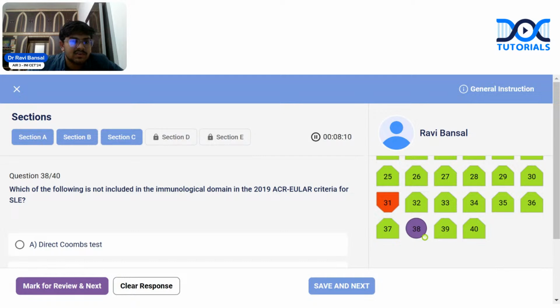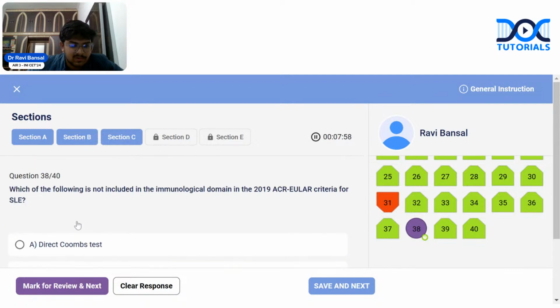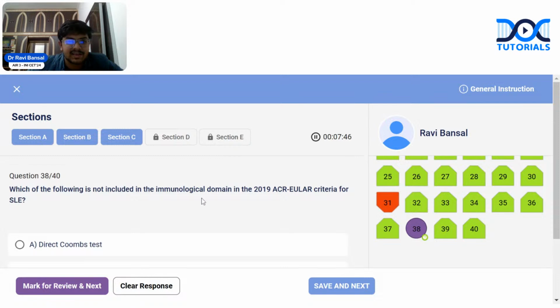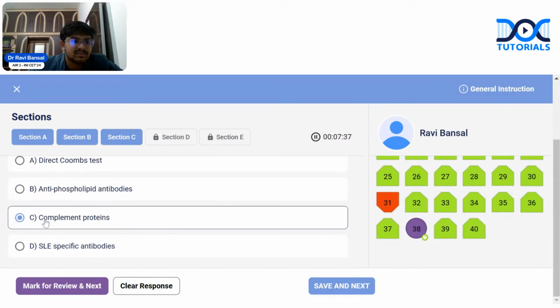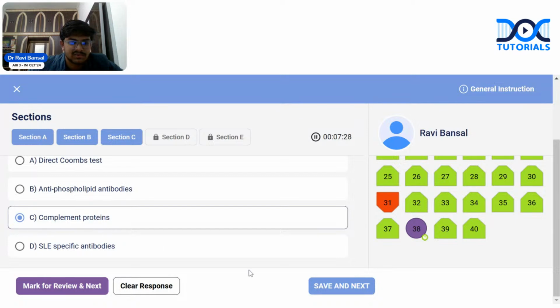Which of the following is not included in the immunological domain of ACR-EULAR criteria? ANA and anti-dsDNA antibodies are definitely there. Antiphospholipid antibodies are definitely there. Direct Coombs test and complement proteins. I do not remember studying complement protein anywhere in the criteria. I remember studying the direct Coombs test, but I remember it was removed from the updated version of the criteria, something like that. But I'm just not sure whether the update happened in 2019, or before or after it. But complement protein, this is not looking right. So I don't think complement proteins are included in any of the criteria, old or new. So I will just mark it. I'm confident about this option.